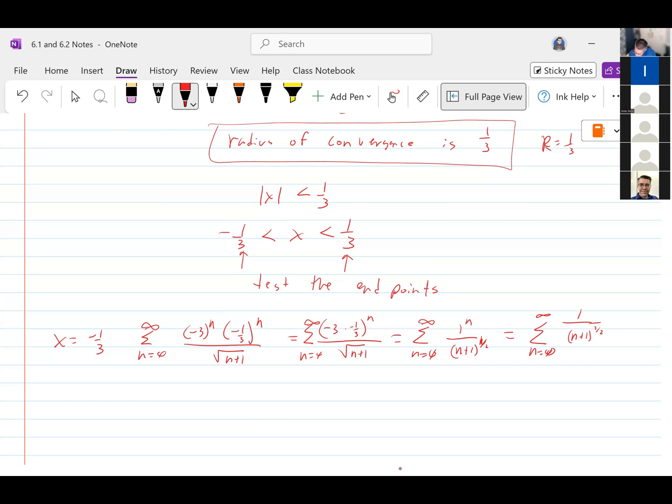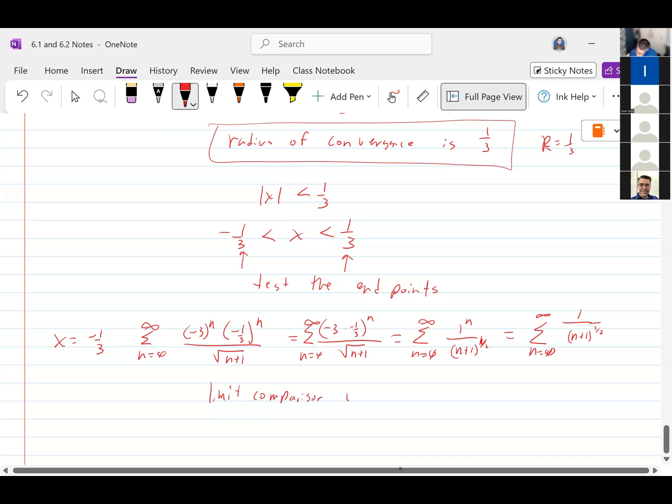Okay, so if we did a limit comparison with the sum from n equals 0 to infinity of 1 over n to the 1/2 power, what do I know about 1 over n to the 1/2 power? Does that converge or diverge? Does this thing converge or diverge? N to the 1/2 power. I'll give you a hint. This is a p series of 1/2. Diverge? It diverges. Thank you, Christina.